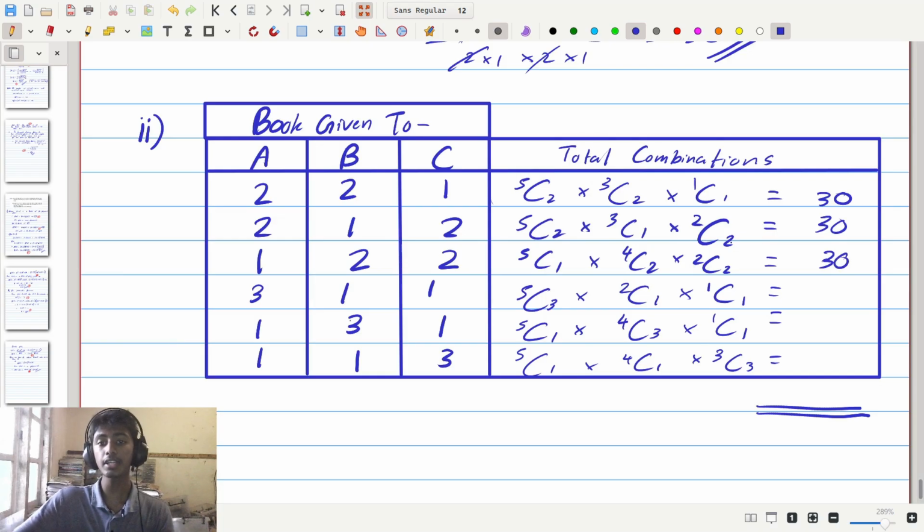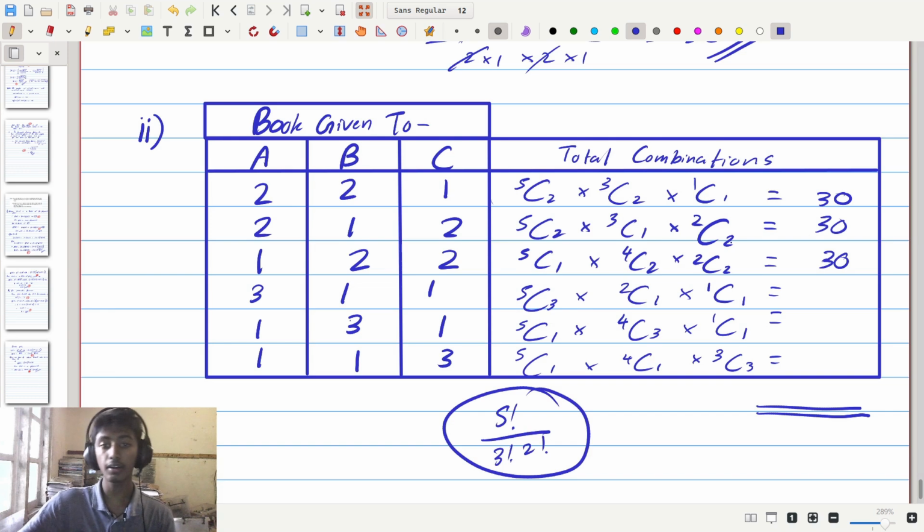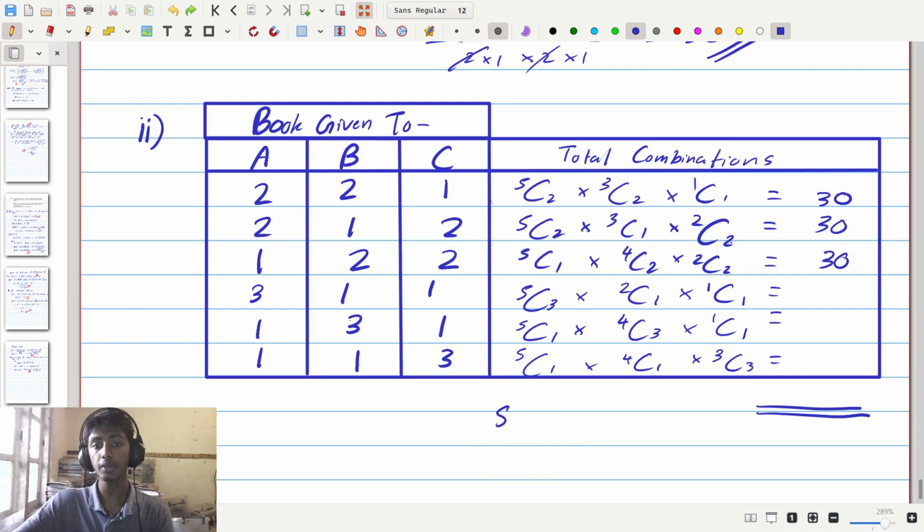Now for the other 3, for the first one we will calculate 5 choose 3, which is equal to 5 factorial divided by 3 factorial times 2 factorial, which is going to be equal to 5 times 4 divided by 2, since this 3 factorial is going to cancel with 3 times 2 times 1, leaving us with just 10. So 5 choose 3 is 10, and then we have 2 choose 1, which is 2. So we have 10 times 2 times this, which is going to be 1.